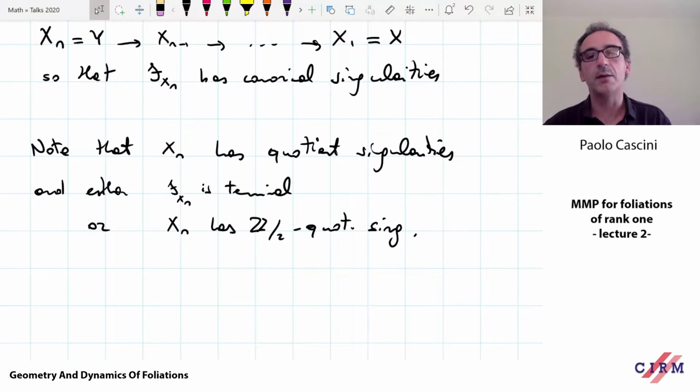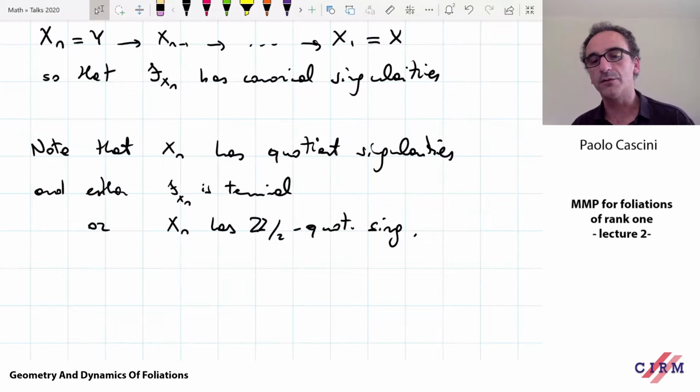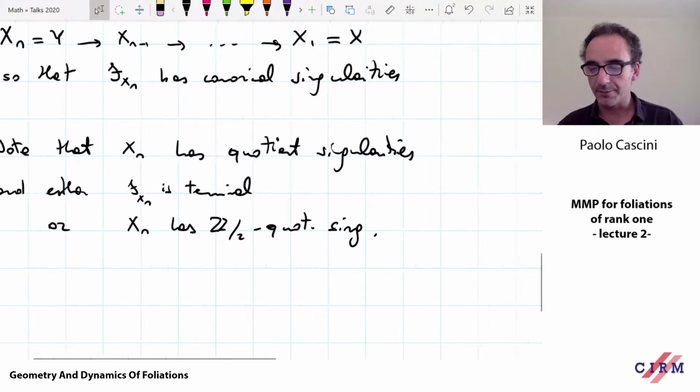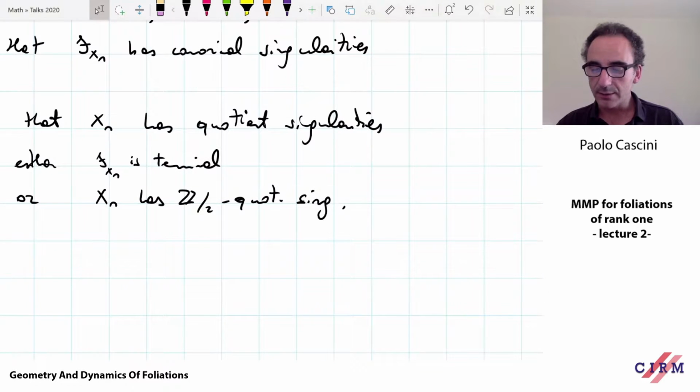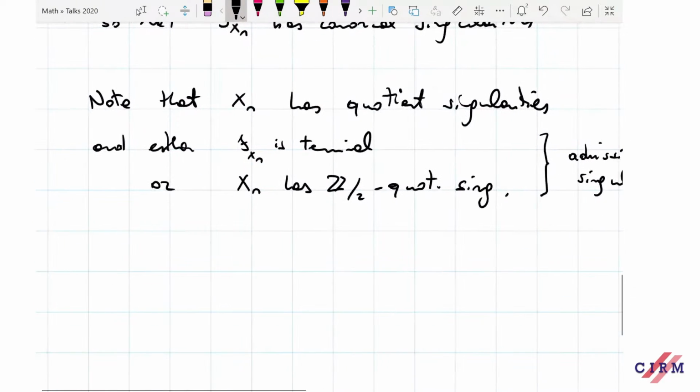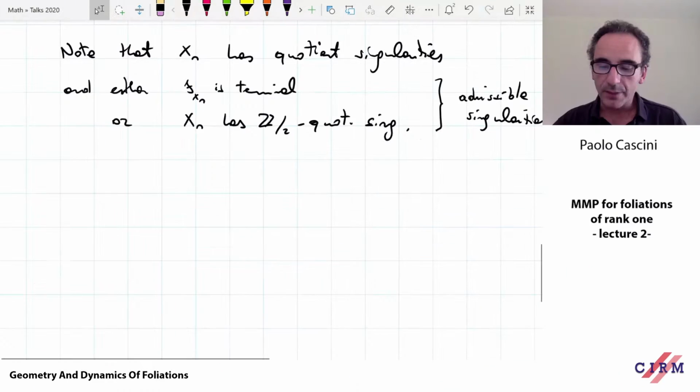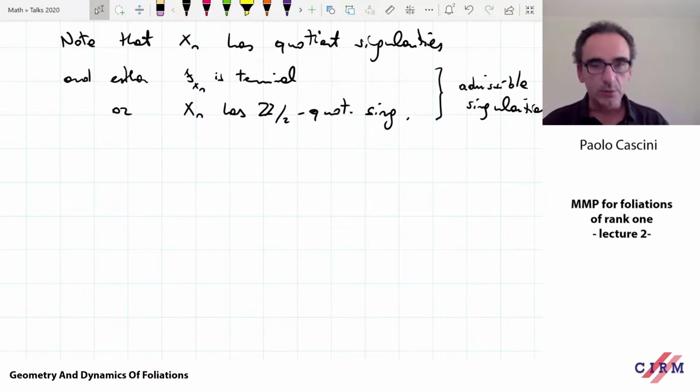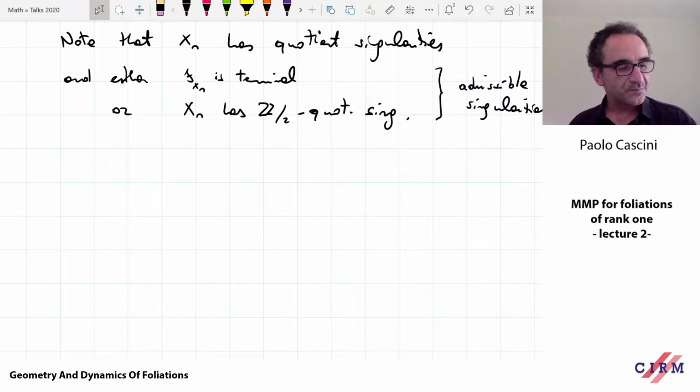And actually, they show with an example that we cannot hope for a better result. Namely, if we want to improve the singularities of the foliation, we might need to create singularities of the underlying variety. Since I'm going to use this later, I'm going to call these singularities admissible singularities. We could just call it canonical, but just to make sure that we are in this setup, I'll call it admissible. And if you want to run MMP, we can start from here somehow. We'll see that this is a good set of singularities from the MMP point of view.